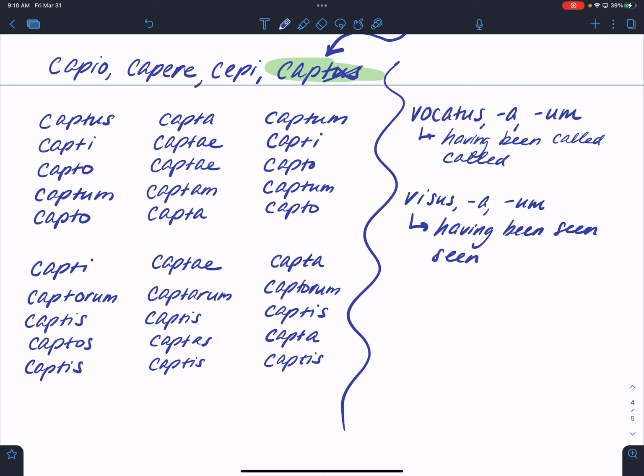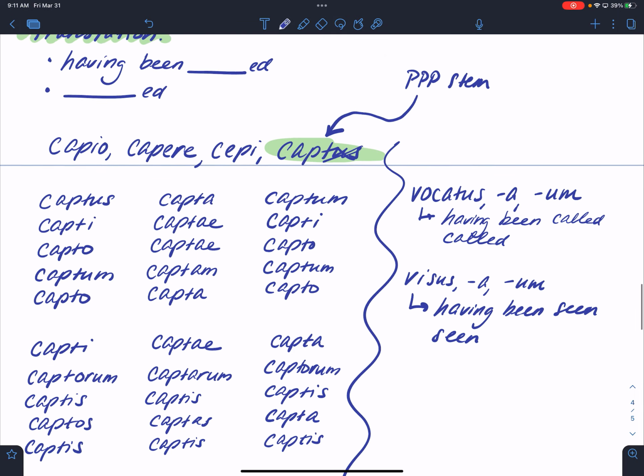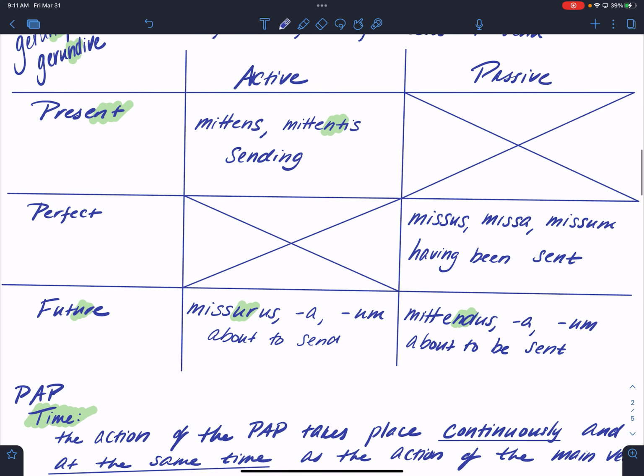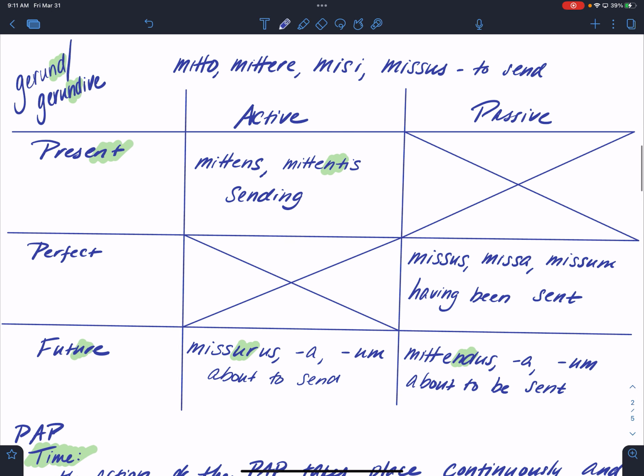That's fair. I accidentally wrote down the perfect, but you haven't done the future. Yes, future passive. So what does the future passive say? Future passive is mitendus, a, um. But we're not going to go over that one today. I just wanted to show you that it exists.